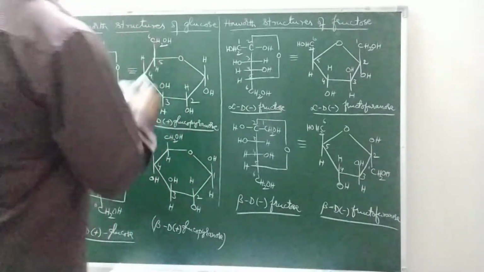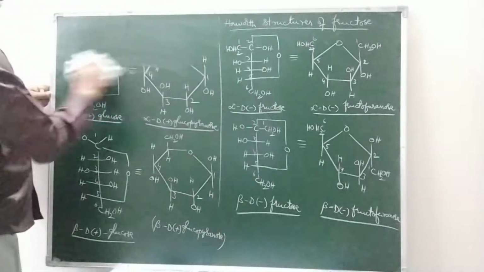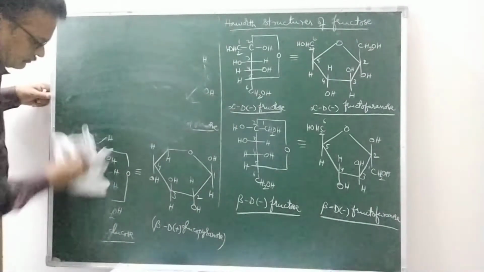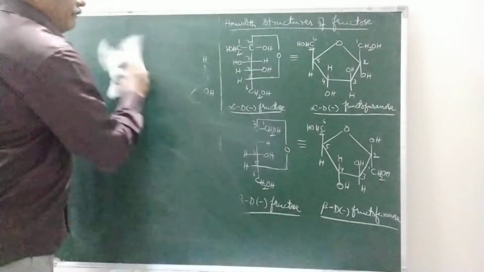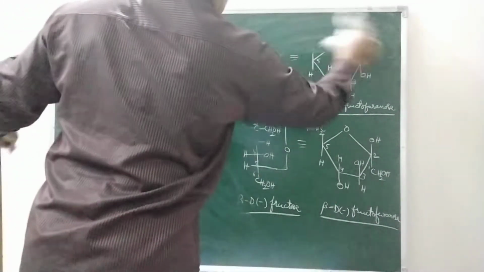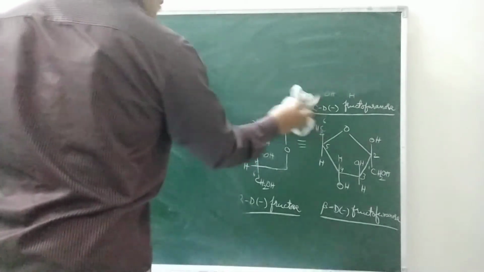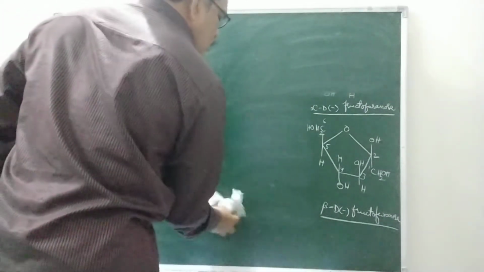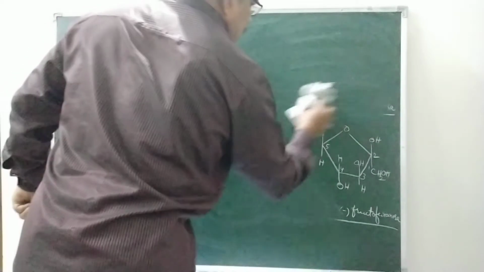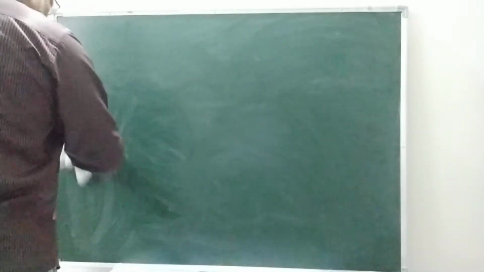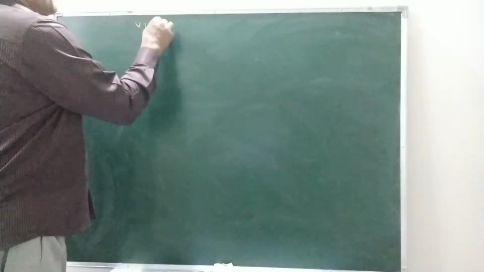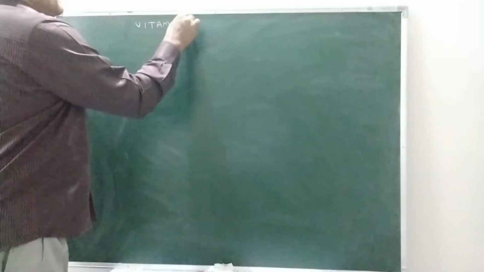If we go to the next lesson, that is vitamins. Okay. So in your textbook, the sources and the deficiency diseases are given in a table. You please go through this after this chapter, after this lesson. Right. What are vitamins?